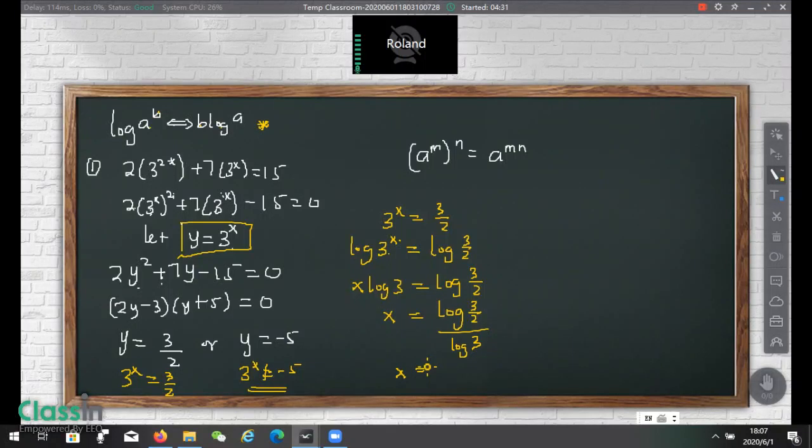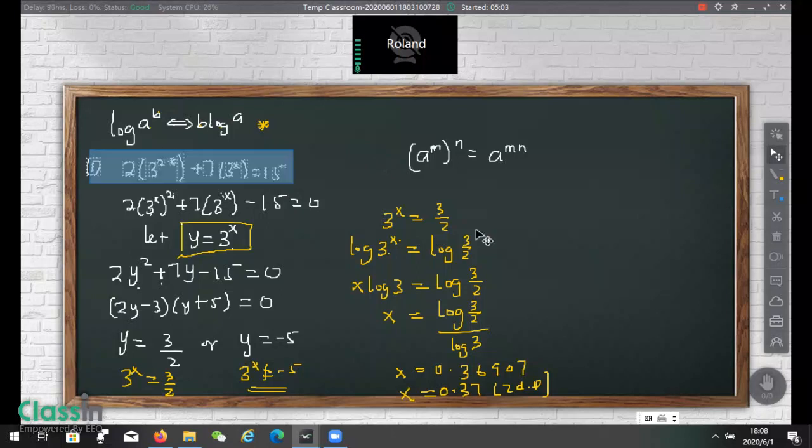Okay, so we got log of 3 over 2 divided by log of 3, and that is 0.36907. Of course, we can round up to maybe 2 decimal places for the final answer. Of course, we can check if our answer is correct. If we put this value in the original equation, the left-hand side and the right-hand side must be the same.